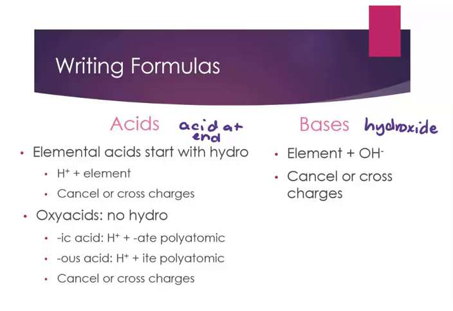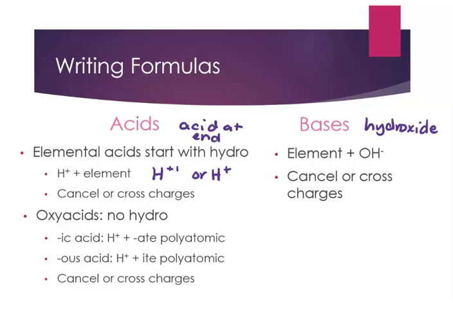Hydrogen is in group 1, so it has a 1+ charge. We can write hydrogen as H+1, or more commonly it's just written as H+, which means the exact same thing. So we start with H+ no matter what type of acid we're dealing with. We need to figure out, is this an elemental acid or is it an oxyacid? That's going to come from the beginning of my acid. If it starts with hydro, it's an element. If it doesn't start with hydro, it's an oxyacid.